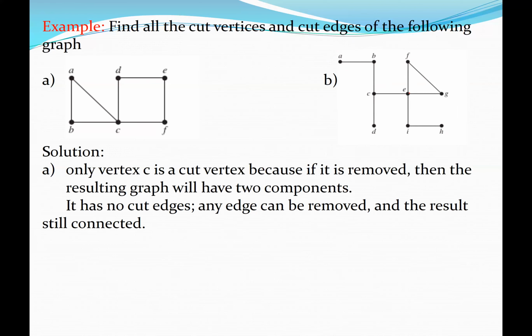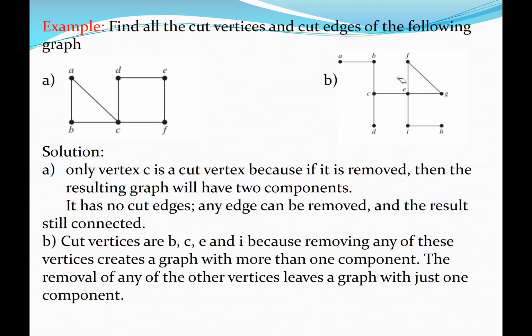If you remove this vertex E, you take that away, and that away, and that away, and that away. Now you create more components than the original graph. So E is also a cut vertex. So you see, we have more cut vertices than in graph A. All right, so the cut vertices in graph B will be B, C, E, I, because removing those will create more components than the original graph.